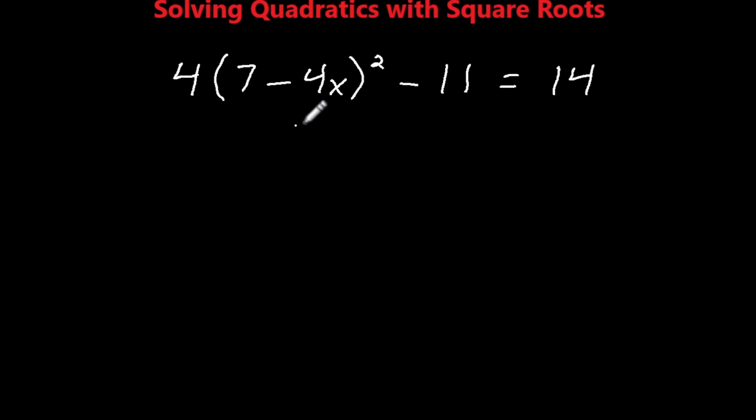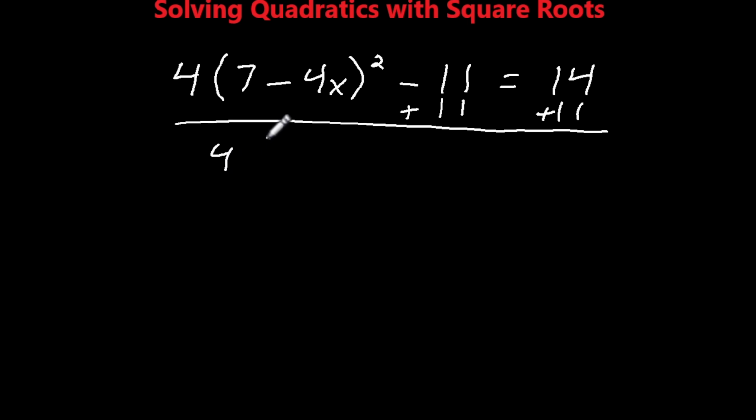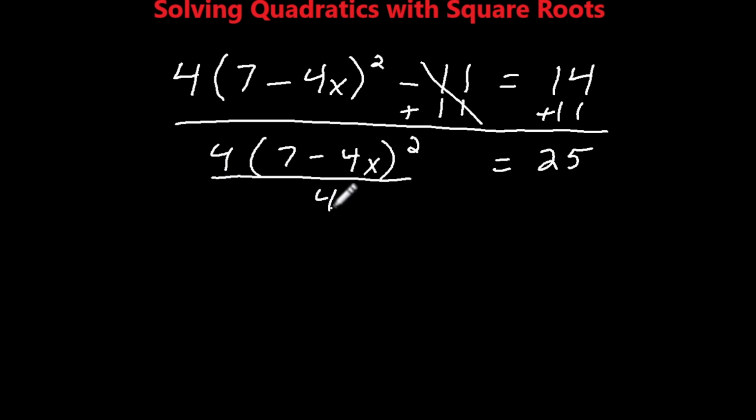So for this example, we'll proceed by adding 11 to both sides. So I'm going to get 4 times 7 minus 4x squared equals 25. Now I have to divide both sides by 4. And that's going to give me 7 minus 4x squared equals 25 over 4.